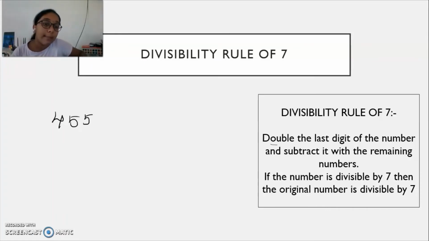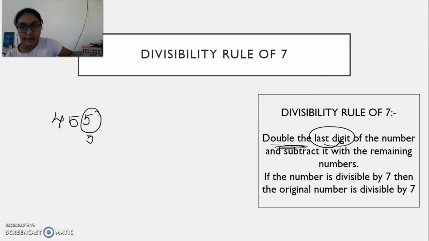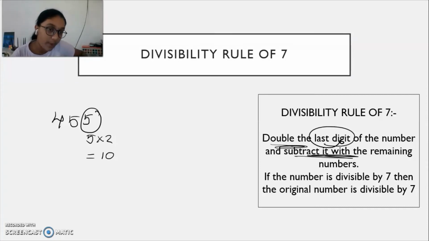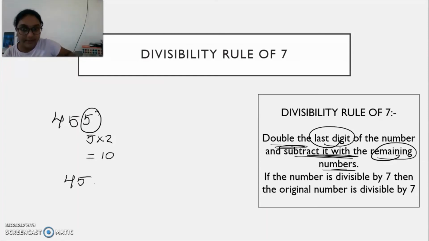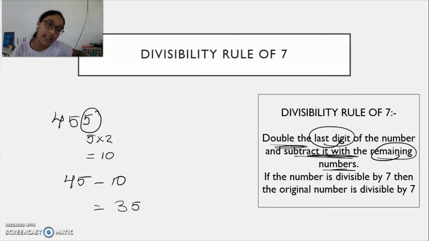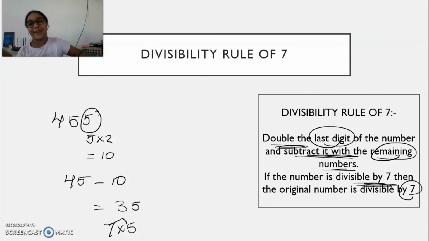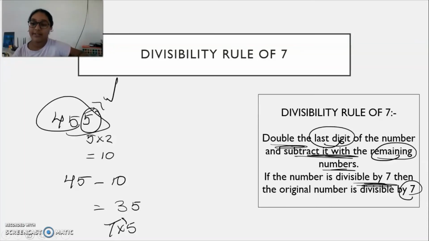They said to double the last digit. So, you're going to double this digit, 5 into 2, and subtract it from the remaining numbers, which is 45 minus 10, which is 35. If that number is divisible by 7, then the original number is divisible by 7. Now 7 into 5 is 35. So the number 455 is divisible by 7.